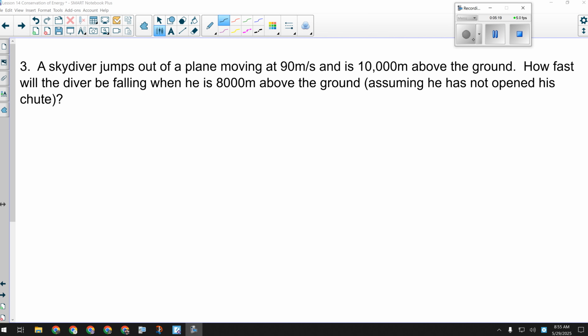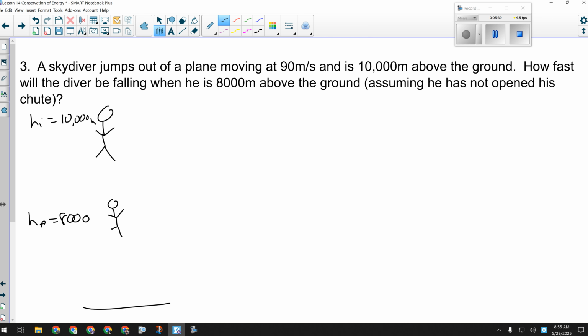All right, so a person jumps out of the plane. Okay, so they're here. That's the person. They are at an initial height of 10,000 meters. Then we're looking for the other spot, which is at 8,000 meters. Down here is death at a height of 0. So we're not dealing with that spot, but that's where everything is measured from, obviously.